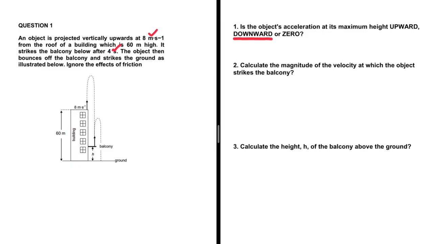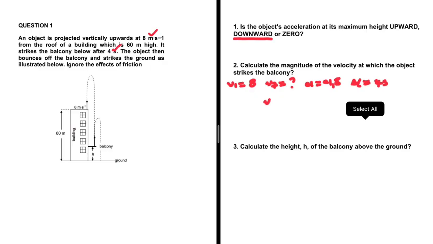We have the velocity at the top of our building when our object is projected, which we can use as our Vi. So we have Vi equals 8 meters per second. We have Vf, which is what we're looking for. The acceleration is, and always is, 9.8. On the other hand, the change in time we're given is 4 seconds. The object strikes the balcony after 4 seconds. Which equation can we use with these 4 variables?